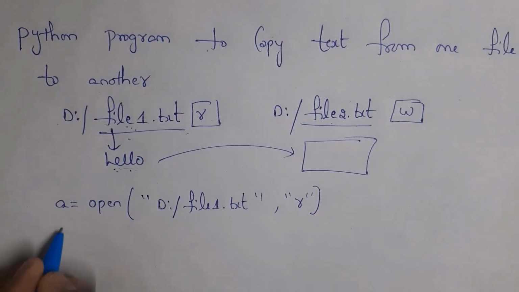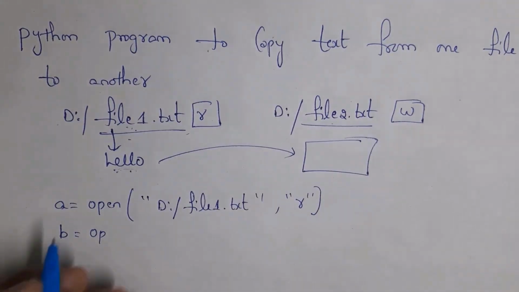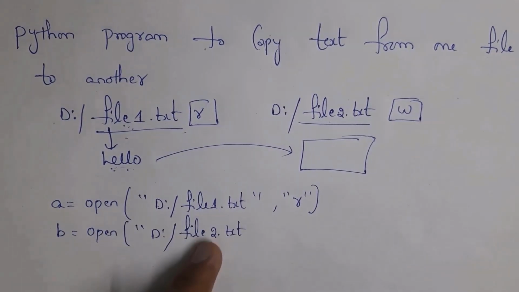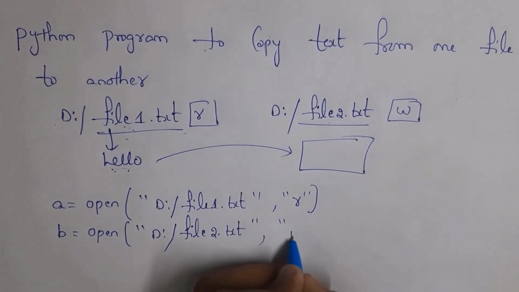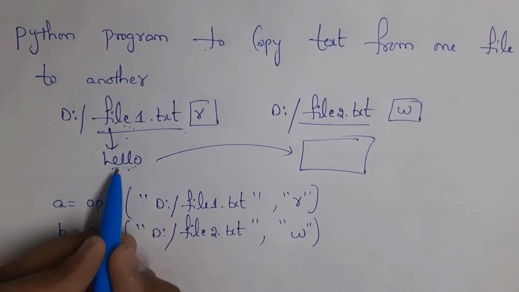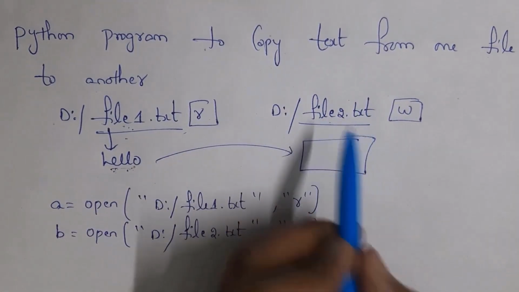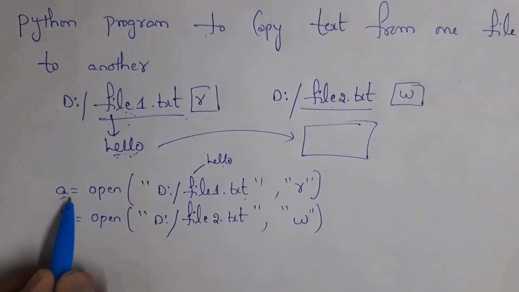And similarly take another object that is b and open this file in write mode. Open d, file2.txt in double quotations, comma, write mode. At first we need to read hello and after that we need to write hello to file2.txt. File1 contains the text hello. Now hello is stored in object A.